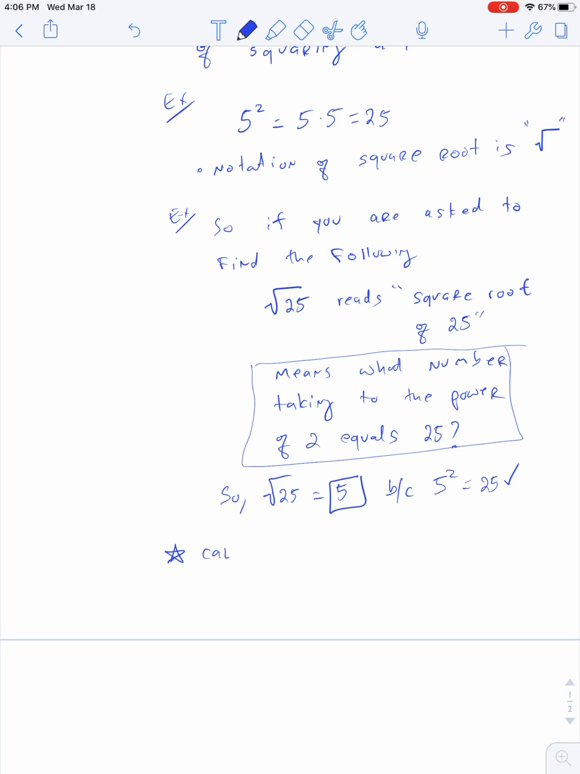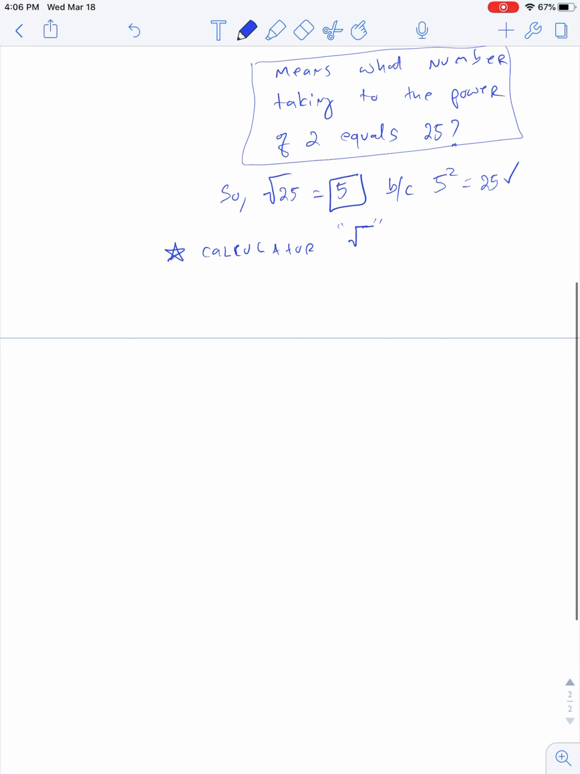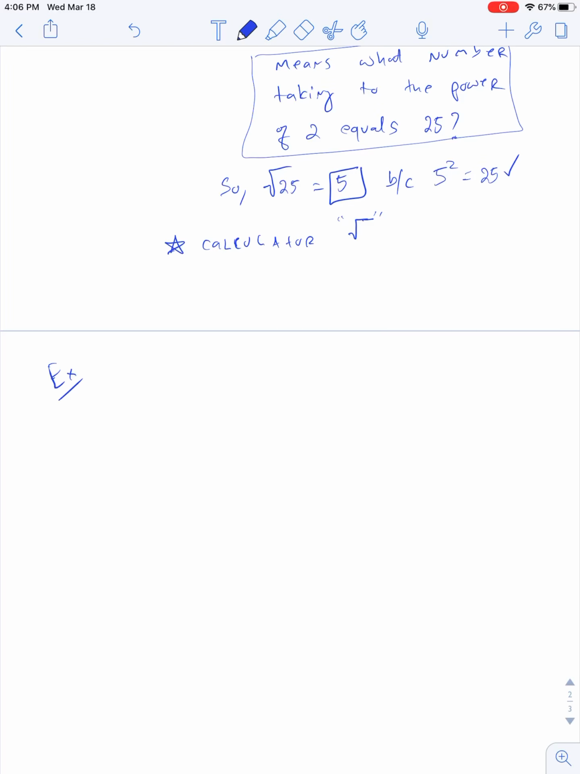Also, your calculator should have this key on there. You should learn how to use it to check your work. So let's take a look at a few examples. Simplify negative square root of 25. So you do this first. That equals 5. You bring down your negative sign. This answer is a negative 5.